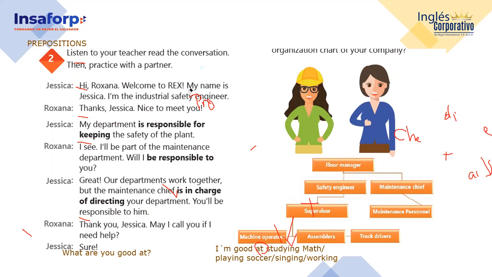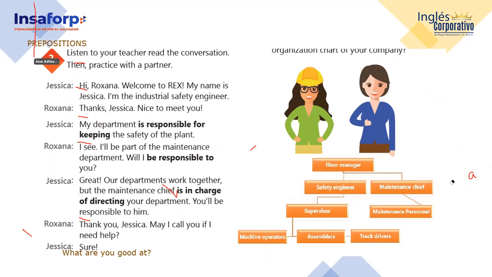Here, we have this in your book. I have this conversation. As you can see, we have here sentences, bold sentences. My department is responsible for keeping the safety of the plant. Is that familiar for you? It is an example for the previous slide, right?